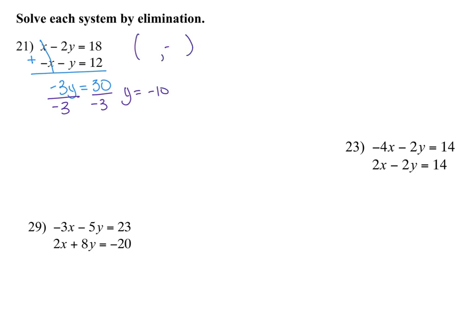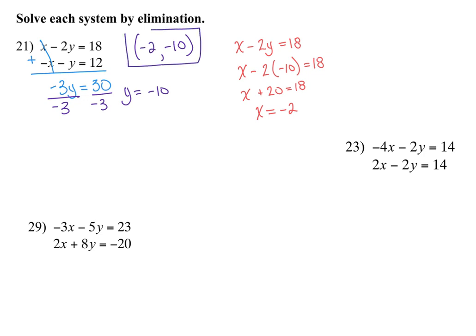So I have solved for my y value, and now I need my x value. Make sure you pay attention to which one you solve for, because you're going to go back to one of those equations and plug that number in. So if I look at the first equation, x minus 2y equals 18, I want to make sure I plug in that value of y. X minus 2 times negative 10 equals 18. X plus 20 equals 18. Subtract 20 from both sides, x equals negative 2. And so my answer for this one here is negative 2, negative 10.